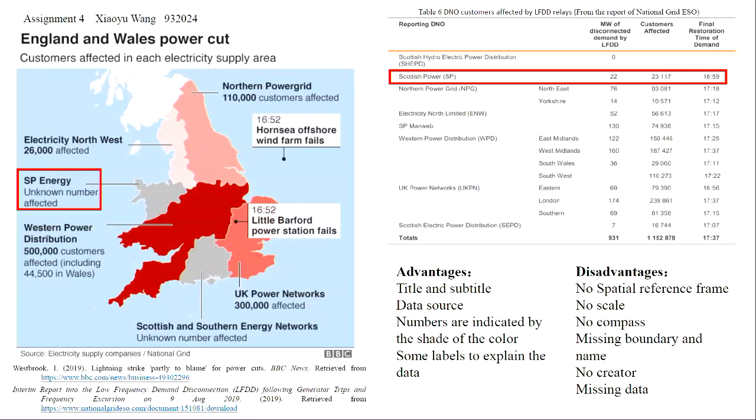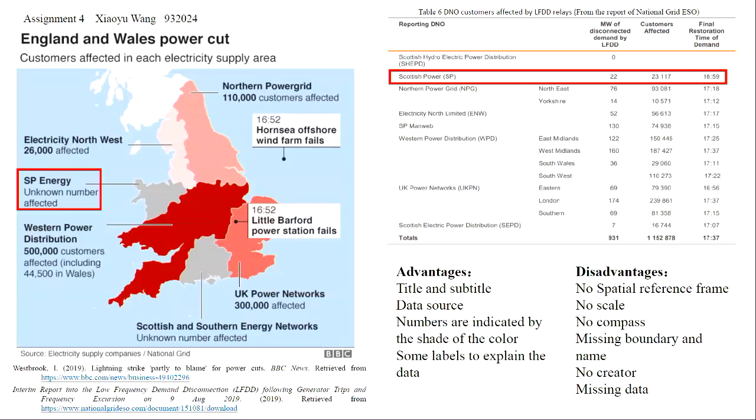This article is from BBC News. I also want to use this map to show how many people are affected in this power cut. The map has a clear title, source, and labels. It also shows the number in shades of color, but it forgets the reference frame, the scale, compass, and the name of the white part. It also doesn't indicate the creator of this map.